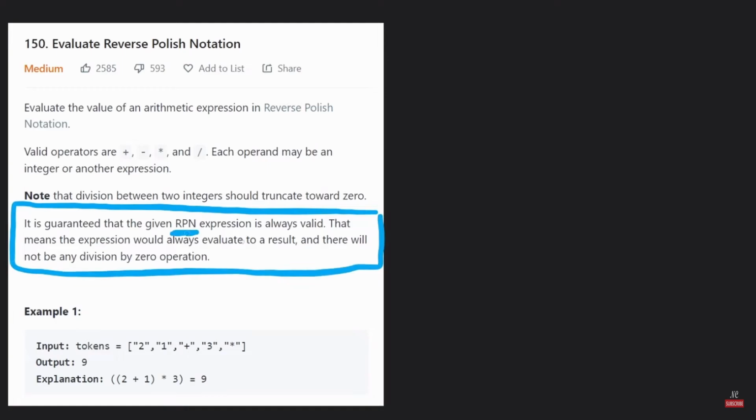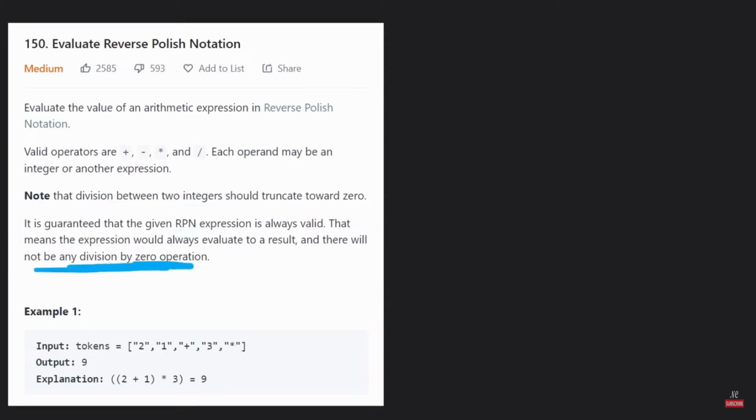One thing we're told, though, in terms of the RPN expression, is that it's always going to be valid, which is good, so we don't really have to worry about too many edge cases. There's never going to be some divide by zero or anything crazy like that. So now, what does RPN even mean? Well, let's take a look at this example.